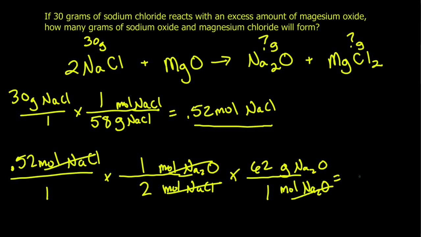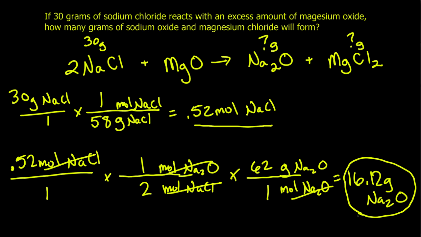So now we can begin our math. So 0.52 at the beginning times 1 divided by 2 times 62 divided by 1. We're going to get 16.12 grams of Na2O. So there's our first answer, but we got one more to go.